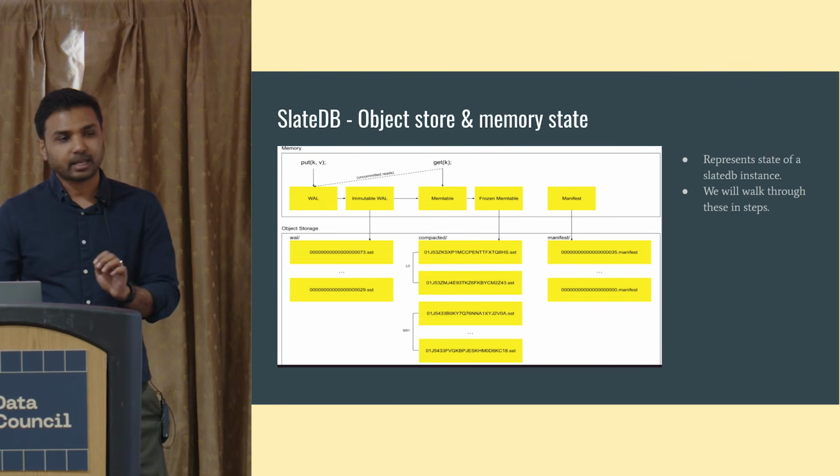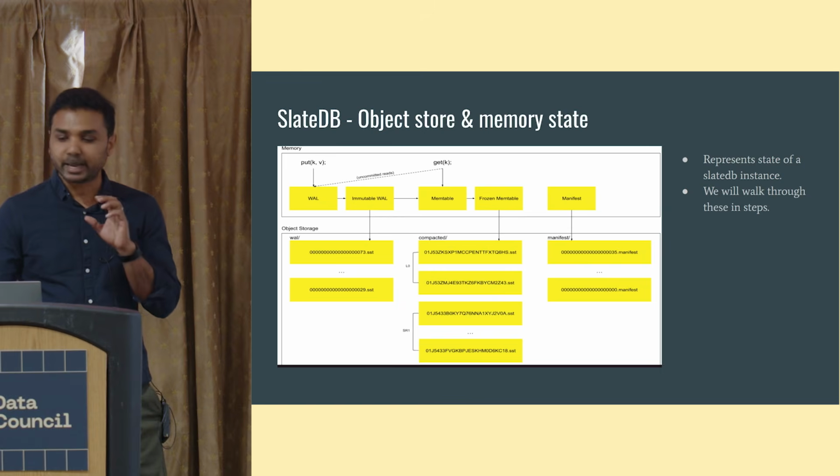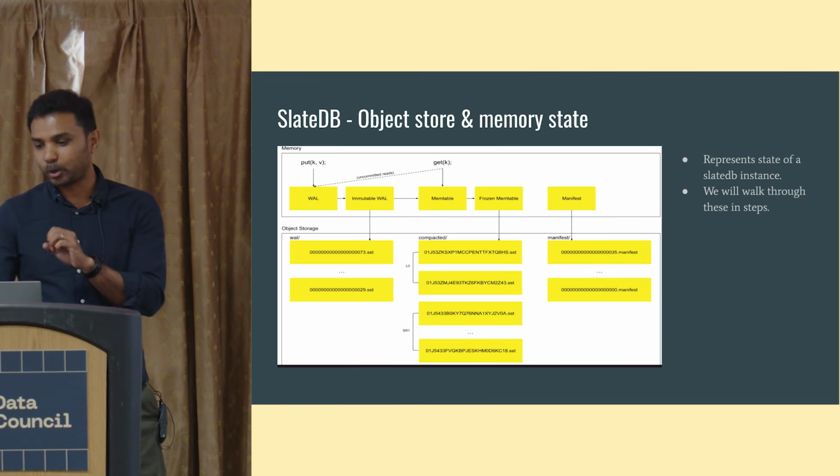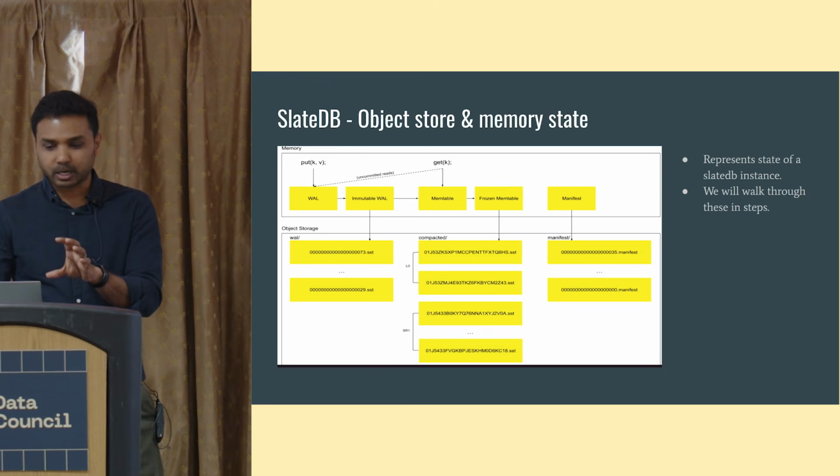This is a very busy picture. It has a lot of parts. I'm going to break this into small pieces and describe it as we go along. What it shows is the state of the database. It has 2 sections, right? Stay with me. I'm going to break this into smaller parts.